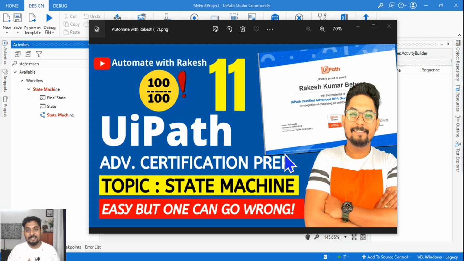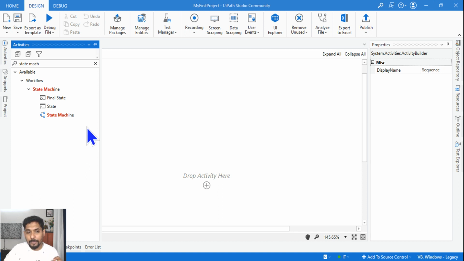Hey guys, on this topic we will be focusing on a few important points on state machine. State machine is quite easy, but one can go wrong. So what are those areas in the documentation that one has to focus on? I am going to let you know. So let's get started. First of all, let's have a quick look at the state machine.